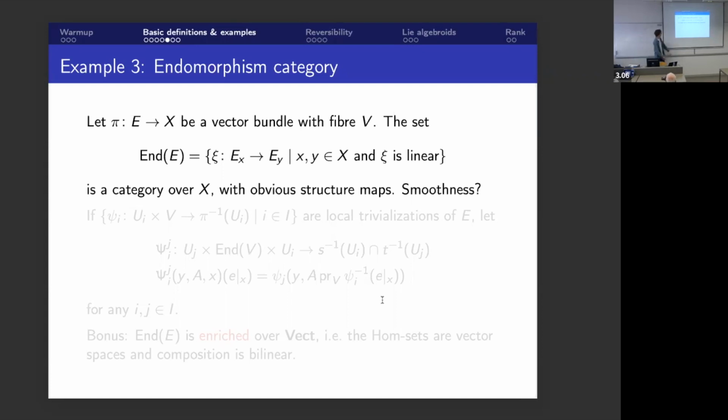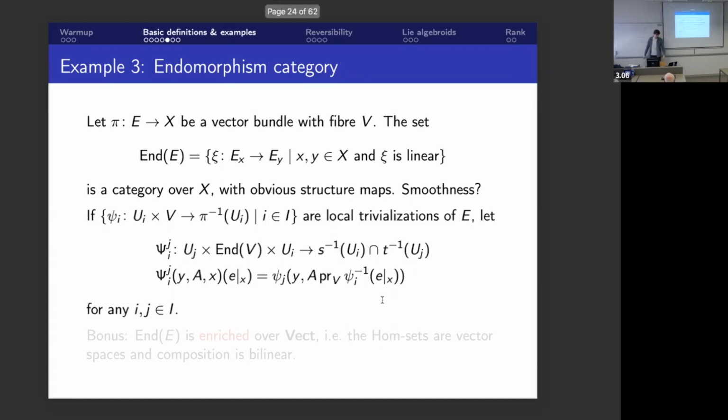Structure maps being target would just be, for this guy, Y. Source would just be X. What's composition? You just compose two linear maps. What's the unit map? It's just the identity map on each fiber.